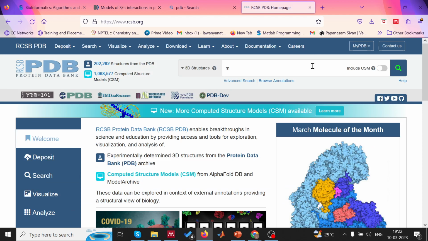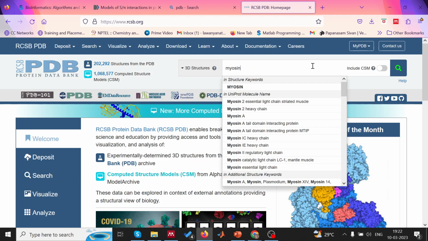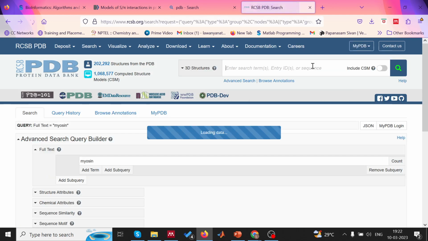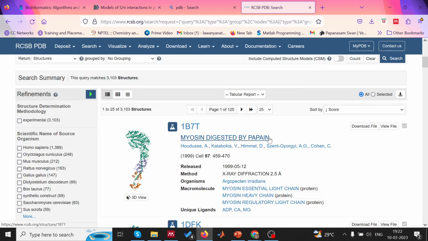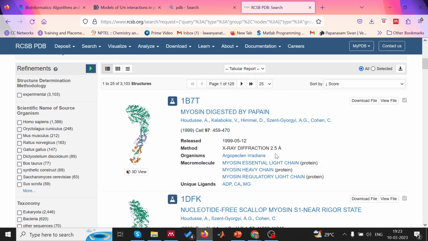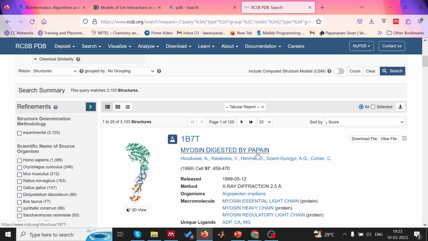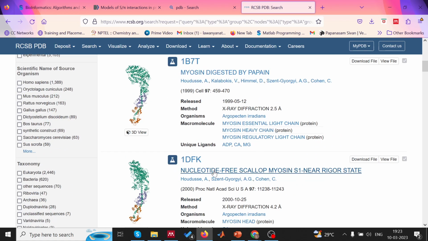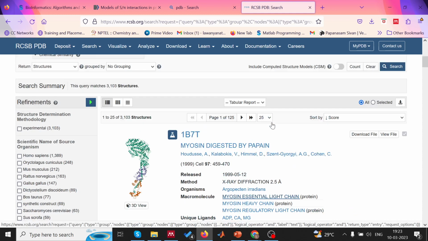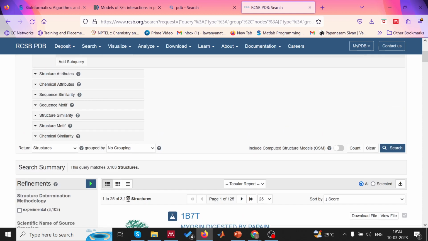Okay, so let's go with myosin. So actin and myosin, right? So we get a lot of structures from papain. All right. So look into this. You have 3,103 structures here.